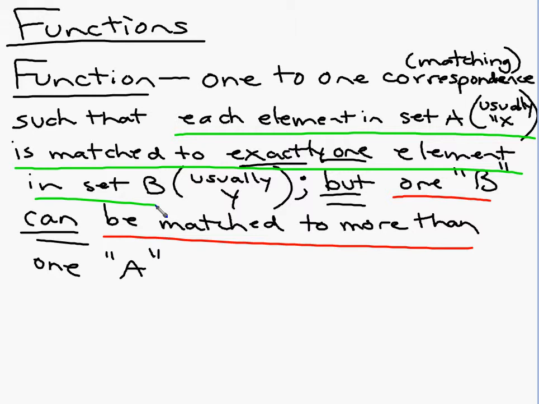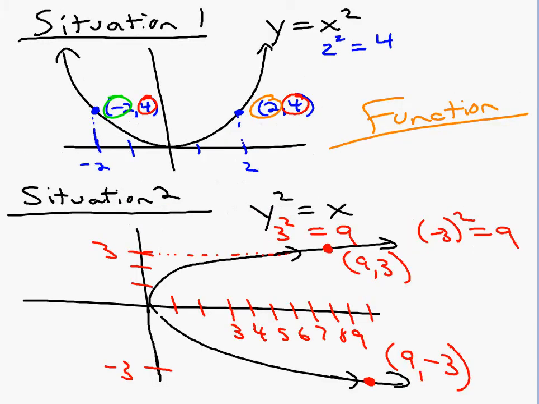Okay? Look what we've got. This x of 9 is matched with two different y's. All right? It's matched with a 3 and a negative 3. This is not a function.